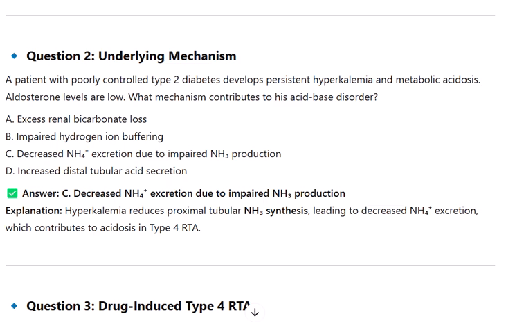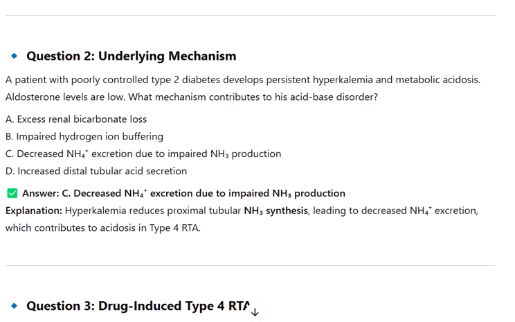A. Excess renal bicarbonate loss. B. Impaired hydrogen ion buffering. C. Decreased NH4+ excretion due to impaired NH3 production. D. Increased distal tubular acid secretion. Answer C. Decreased NH4+ excretion due to impaired NH3 production. Explanation: hyperkalemia reduces proximal tubular NH3 synthesis, leading to decreased NH4+ excretion, which contributes to acidosis in type 4 RTA.